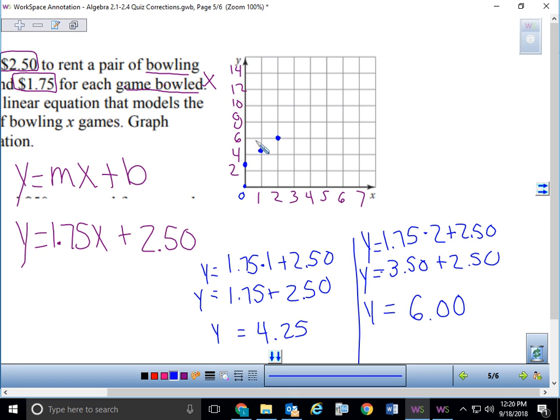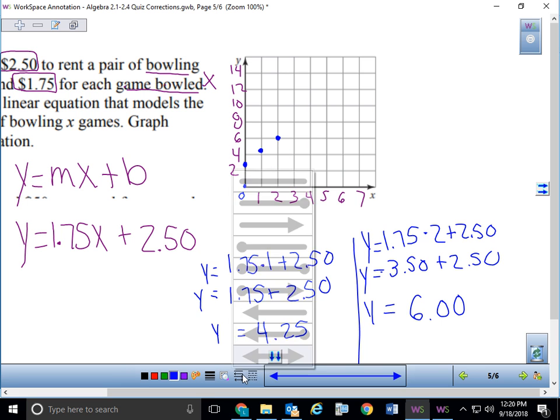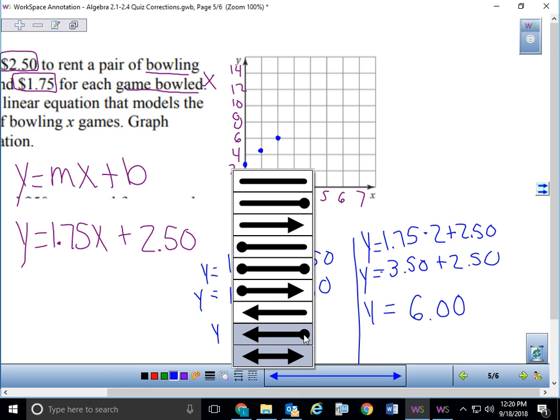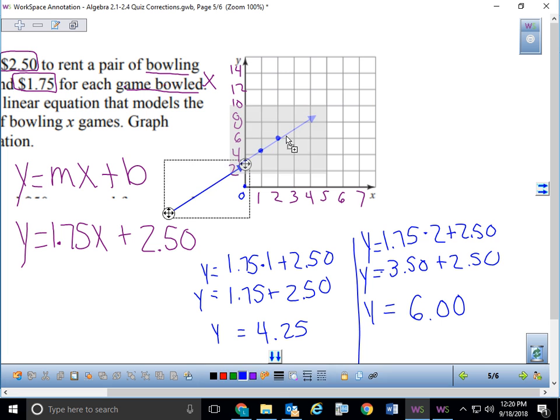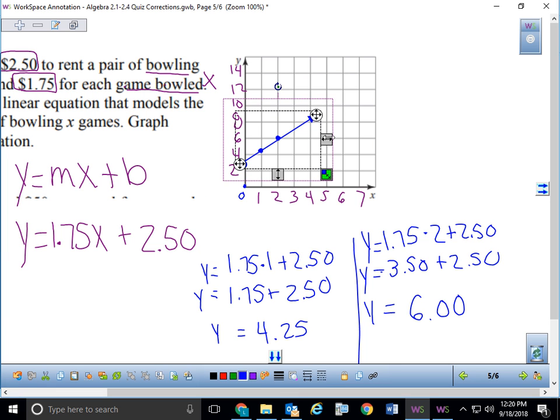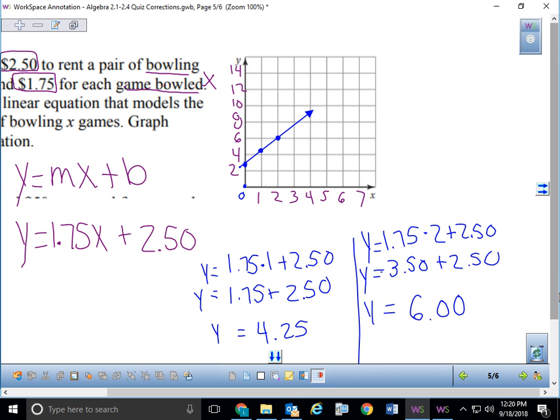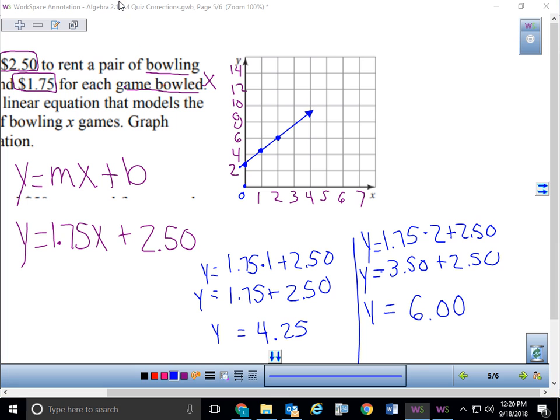Well, that's a pretty good line. I think I have enough information. I can just connect my points. It's not going to be perfect. But notice my line is not going to go all the way past here, because we're not going to talk about a negative number of games that we are playing. Oops, I did my line backwards. That's okay. I can fix that. So roughly, it kind of looks like that. That is what our line should look like. It's not a perfect graph, but it does give you a rough sketch, which is all I'm looking for.